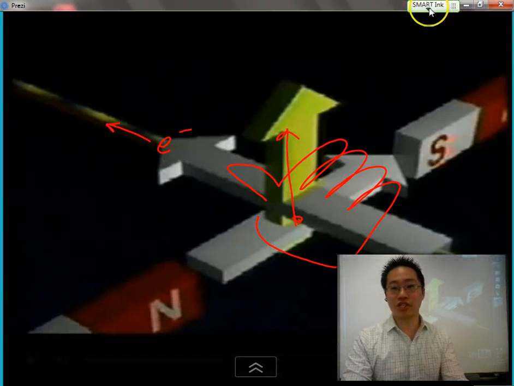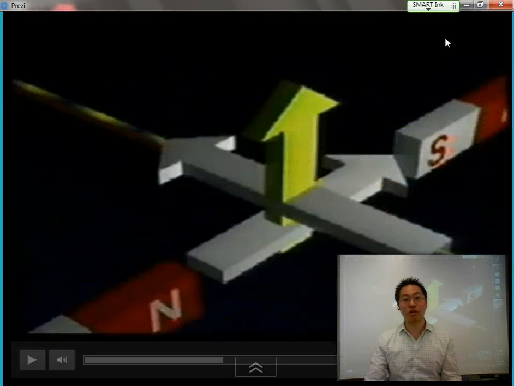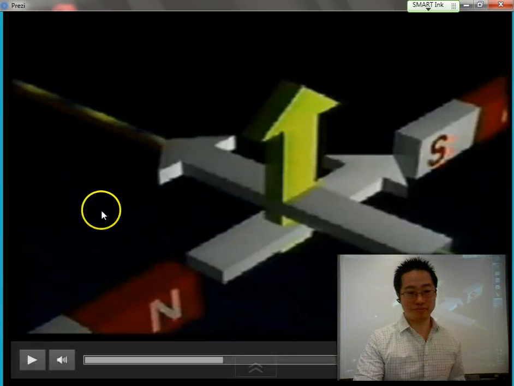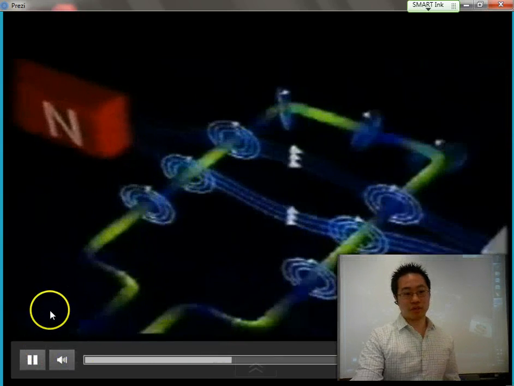Now, this application of magnetic force is used in many different examples. We're going to talk about those examples from motors to rail guns. In this case, they show us the motor over here. A current is placed between magnetic poles.